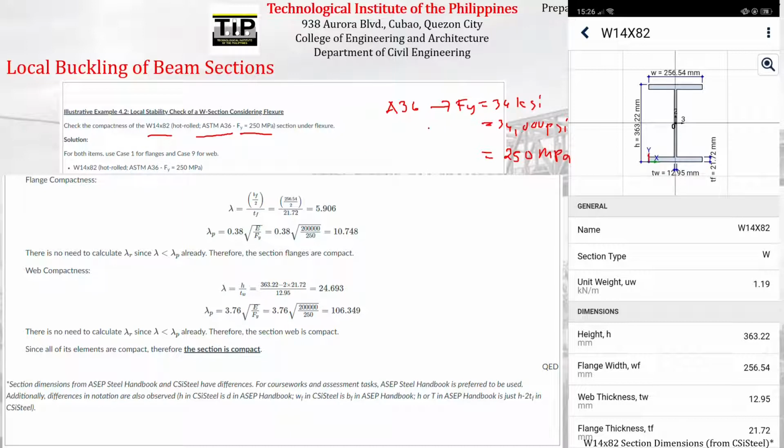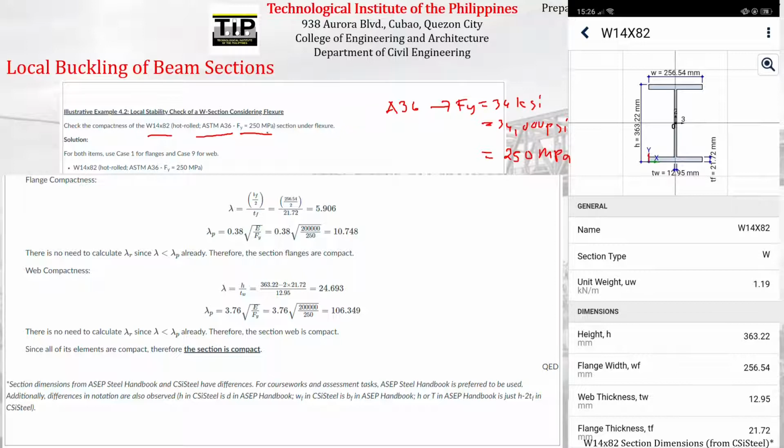Although you can also check that on the code, you can see that on steel construction manual, AISC steel construction manual, it is written there, or you can check that on the ASEP handbook if it is written there. I'm not so sure if it is written there, but I'm sure that it is written on the AISC steel construction manual. So just try to browse the steel construction manual to see that particular table that mentions the different yield strength as well as the ultimate strength of different steel materials.